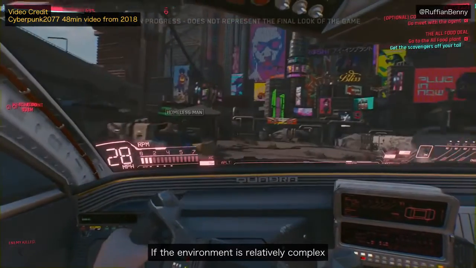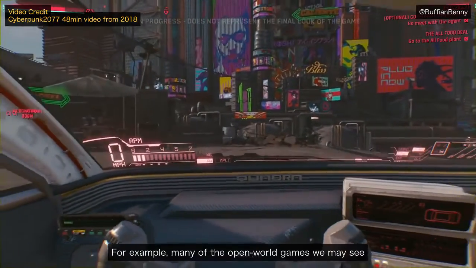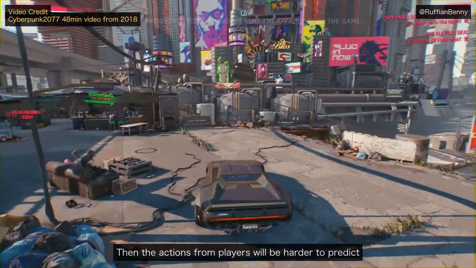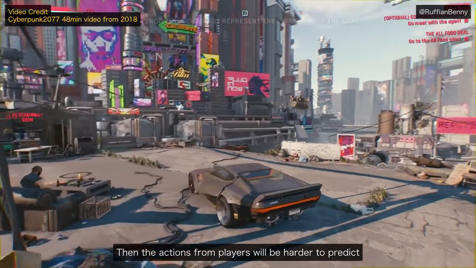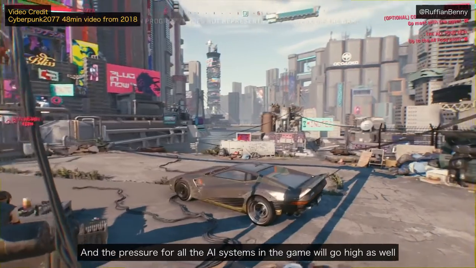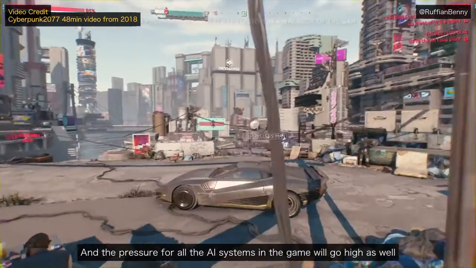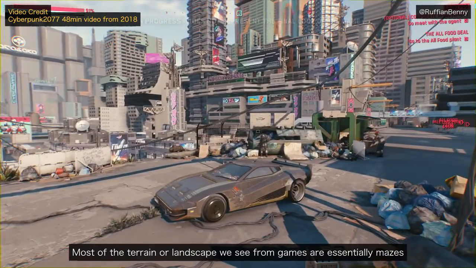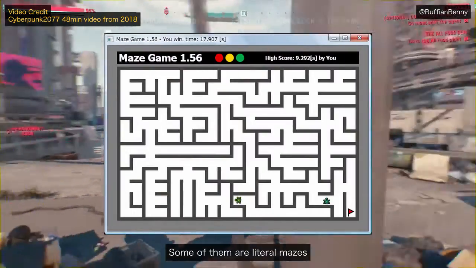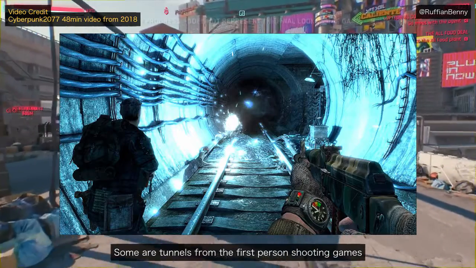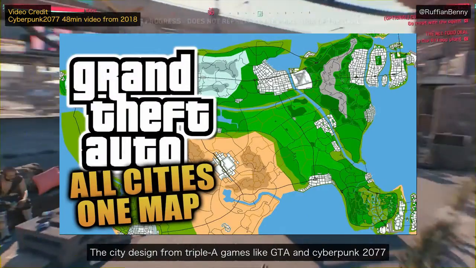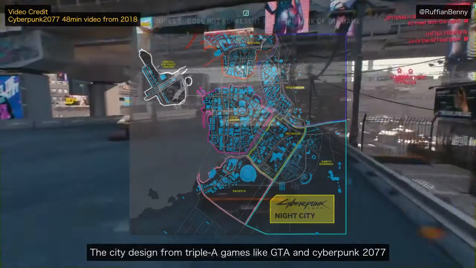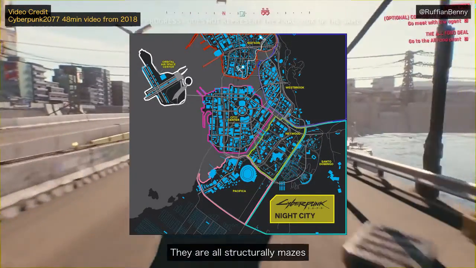If the environment is relatively complex, for example, many of the open world games we may see, then the actions from the players will be harder to predict, and the pressure on all the AI systems in the game will go high as well. Many of the terrains or landscapes we can see in games are essentially mazes. Some of them are literal mazes, some are tunnels from first-person shooting games, and the city designs from AAA games like GTA or Cyberpunk 2077 are all structurally mazes.